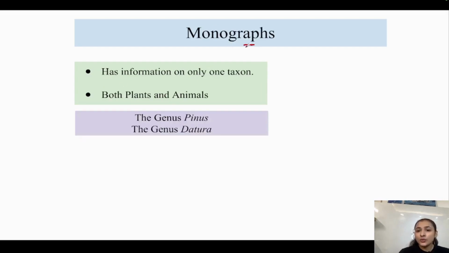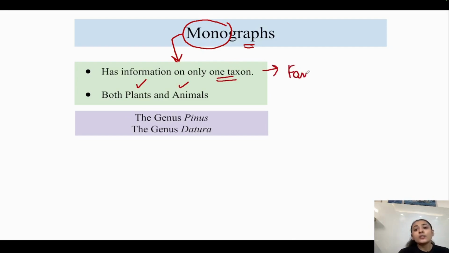Now coming to monographs. Mono means one. So monographs contain information on only one taxon, and monographs are there for both plants and animals. For example, only for a family, or only for a genus, information is present. This is only one taxon.